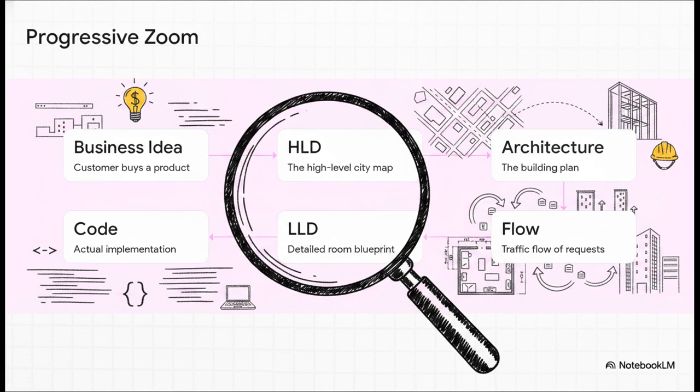Then you step in a bit to the high-level design, or HLD. That's your city map. Next is the architecture, so the building plan. Then we look at the flow diagram, which shows how traffic actually moves between those buildings. From there, you zoom right into the low-level design, the specific blueprint of a single room. And finally, you get all the way down to the actual code. This sequence, it's exactly how senior architects organize their thoughts.